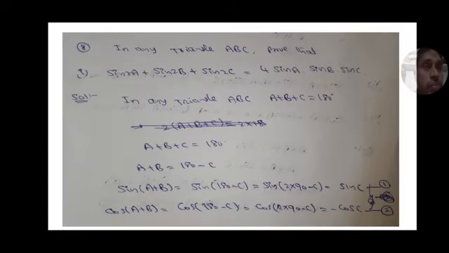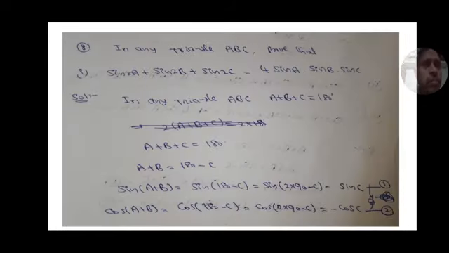Next, conditional identities. What is a conditional identity? It means an equation which is satisfied by certain conditions. If it is true for certain conditions, then it is called a conditional identity. Identity means the equation which is true for all values of variables, but conditional identity means it is true for some condition only. Okay.